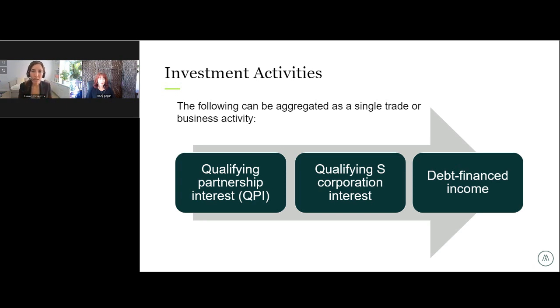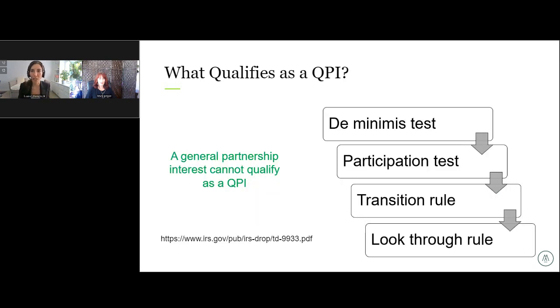So taking a look at that qualifying partnership interest, if you do have K1s, if you are invested in partnerships, when can you lump that into your investment silo? You'd have to take a look at each of those partnership investments and determine, are you a general partner? If you're a general partner, then you have to take a look at each of those partnership activities and potentially put that trade or business or that revenue that comes through that activity into its own silo potentially.